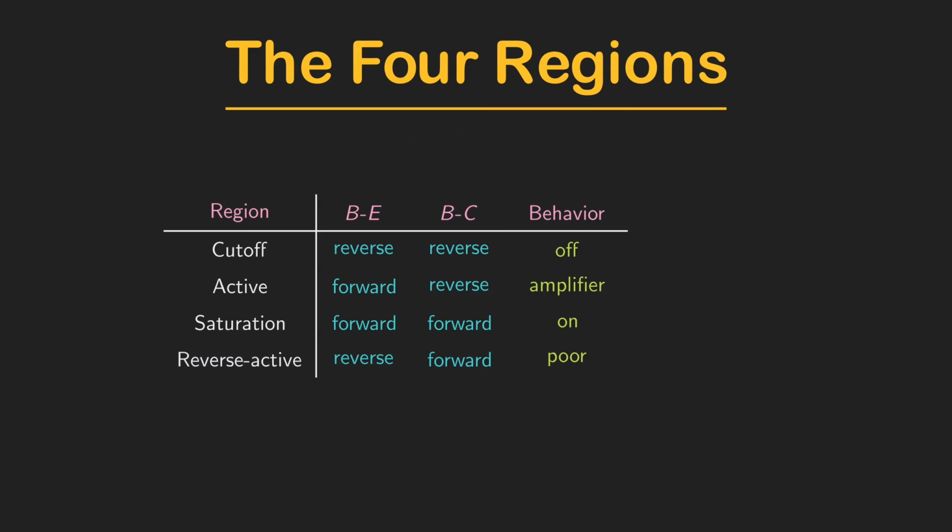So let us pause and protect the picture, because 4 regions is a lot to hold at once. Cutoff, both junctions reverse, off. Active, base emitter forward, and base collector reverse. The amplifier. Saturation, both junctions forward, fully on. And reverse active. The backward one we ignore.